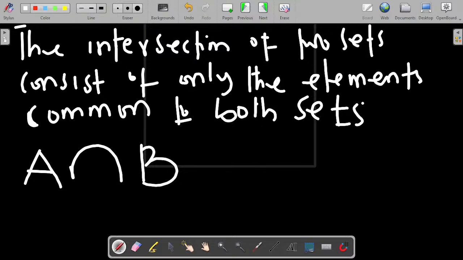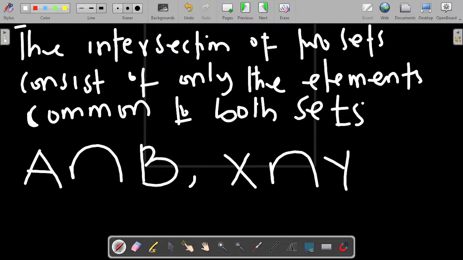A intersection B. That's how you pronounce it. So if I should have this, for instance, how will you pronounce this one? Yes, X intersection Y. It says it consists of only the elements that are common to both sets.